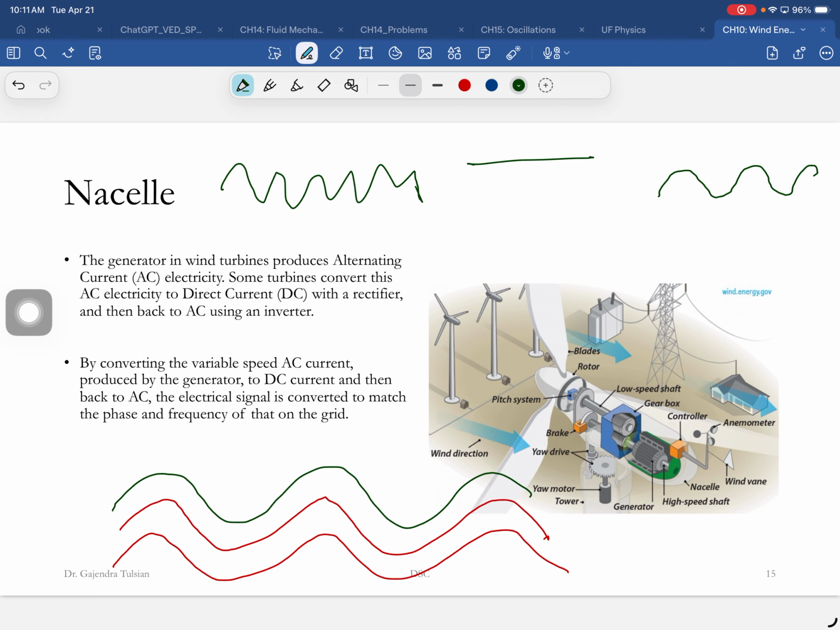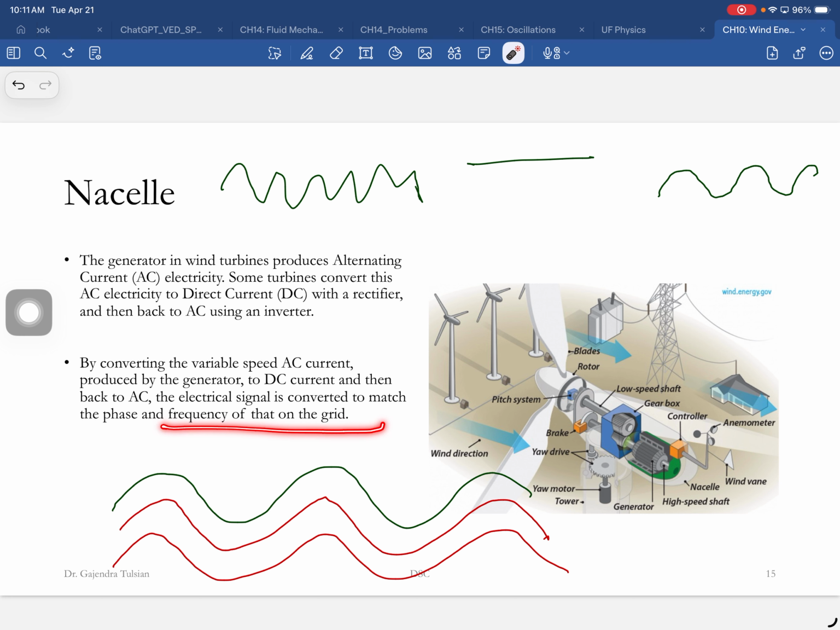So Hoover Dam has to do that. A nuclear power plant has to do that. Every windmill has to do that, just to make sure you feed your signal in lockstep. So that's an important process. By converting the variable speed AC current produced by the generator to DC current and then back to AC, the electrical signal is converted to match the phase, meaning you're matching the shape and the frequency of the grid.